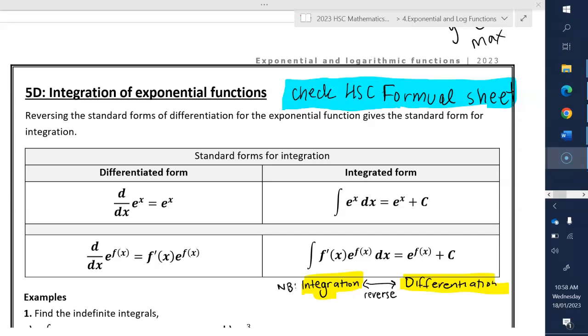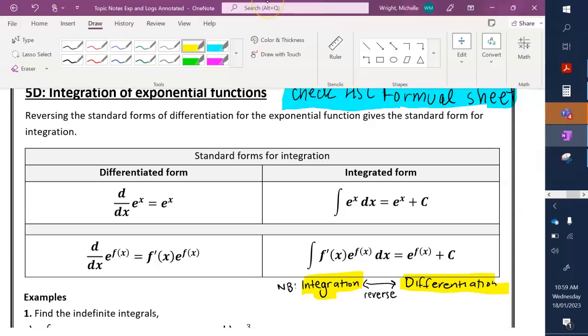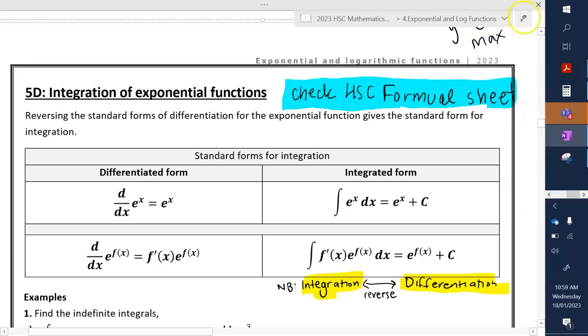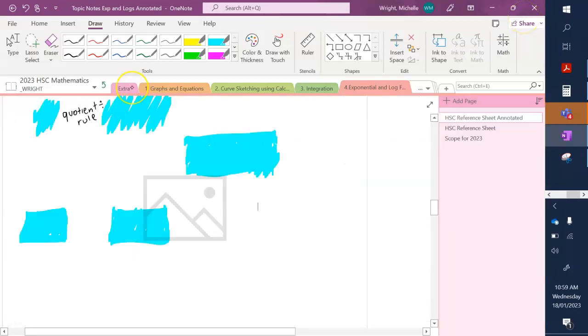Hi Year 12. This video has a look at 5D, which is looking at the integration of exponential functions. We have not explicitly looked at this before, but the same rules as our usual integration are going to apply. I've written over here to the right to check your HSC formula sheet, which we'll have a look at right now and see there's a couple of formulas on there to help you out.